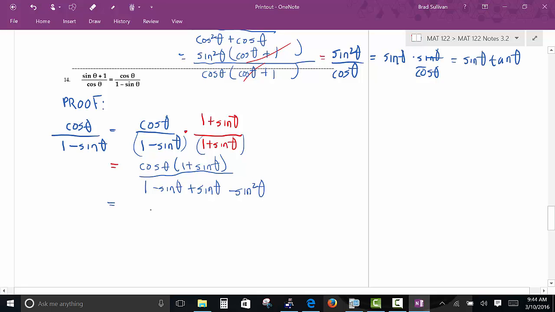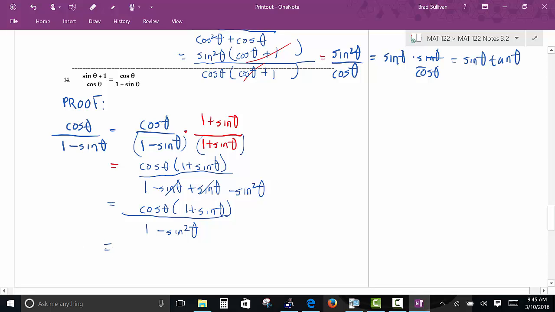Okay? Now, the numerator, leave it alone. So you're going to have cosine theta times 1 plus sine theta. Okay, this cancels out. So you could bypass that previous step. At this level of a class, if you want to do that in your head, do it in your head. I don't care. Okay? Now, you got to think about factoring.